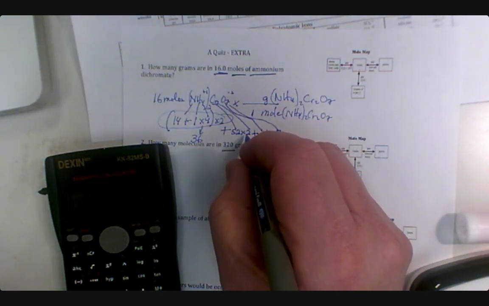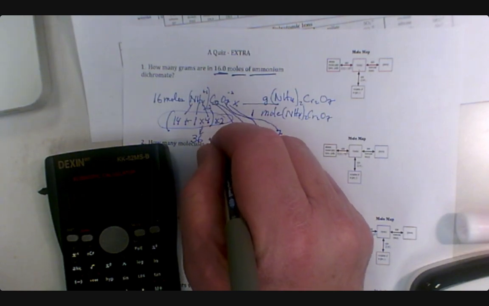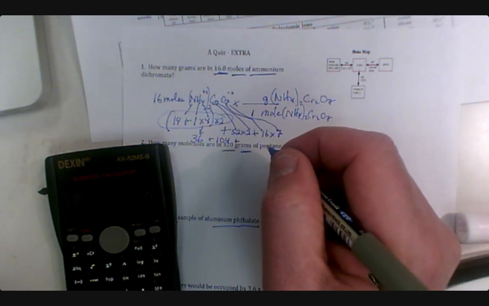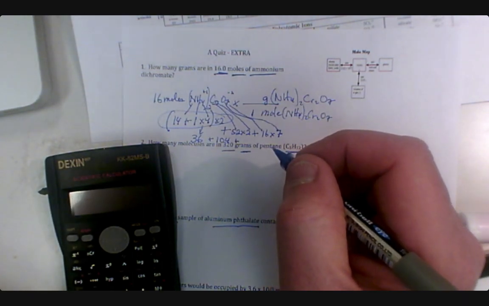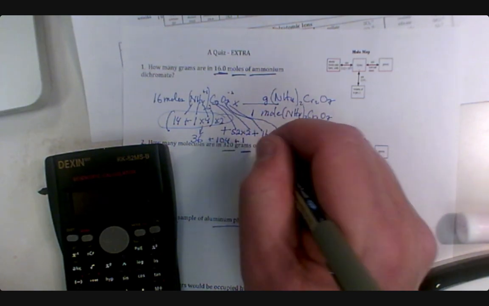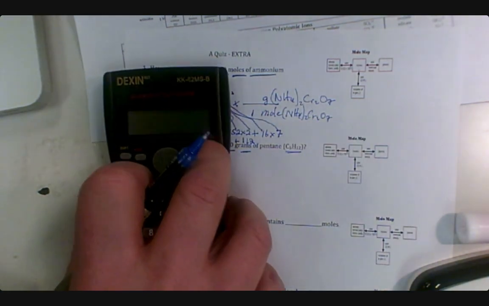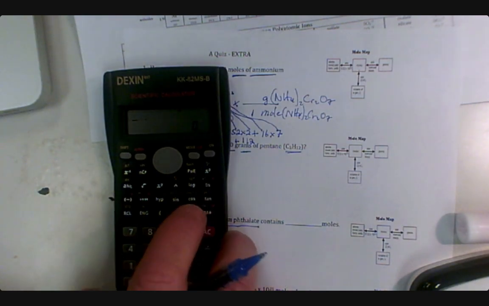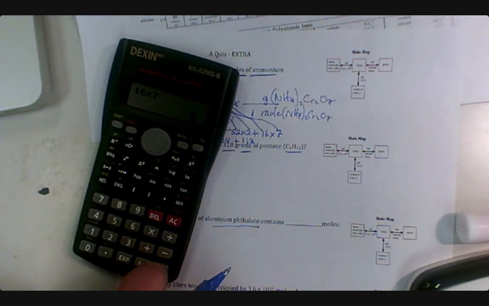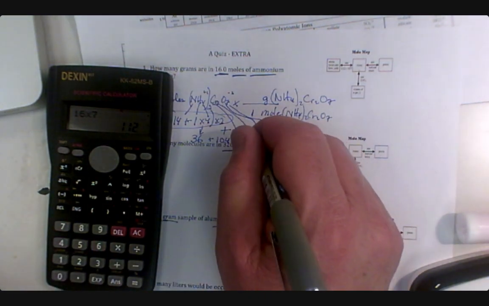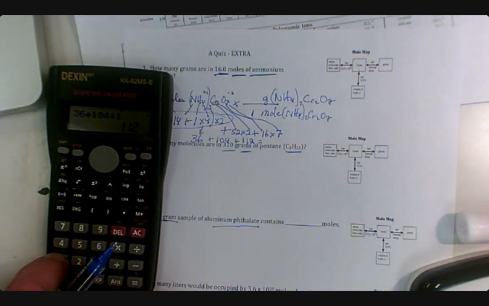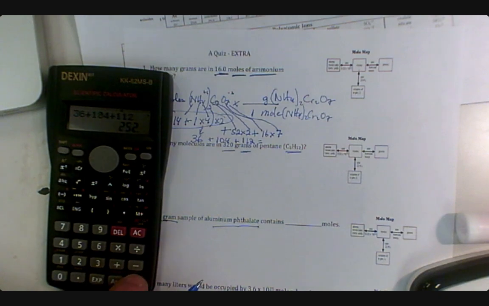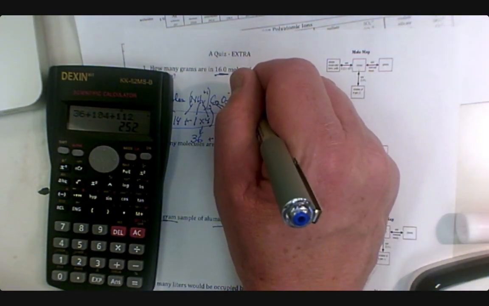Over here you've got 52 times 2, which is 104. And 16 times 7, 16 times 8 would be 128. So 16 times 7 would be 112. Now, just to verify, I'm just going to double check my head math on the calculator. So 16 times 7, 112. So my total number here is 36 plus 104 plus 112 equals 252. So that's what goes there.